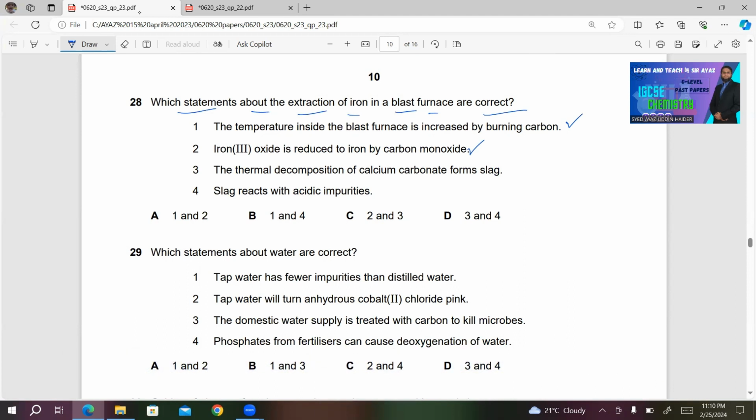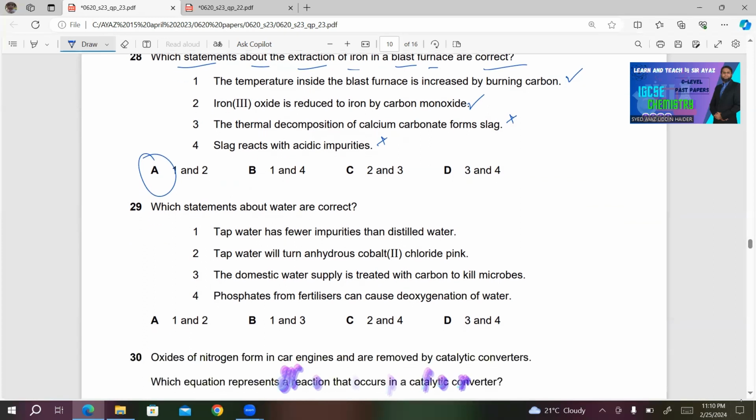Number 3, the thermal decomposition of calcium carbonate forms slag. This is incorrect because thermal decomposition of calcium carbonate produces calcium oxide and carbon dioxide. Number 4, slag reacts with acidic impurities. This is also incorrect. The reason is that slag is the product we are getting when calcium oxide reacts with the acidic impurities. So 1 and 2 are correct. Choice A must be the right answer in this case.